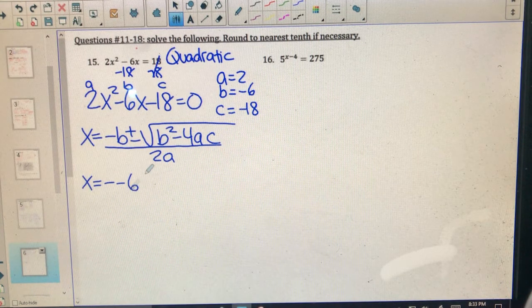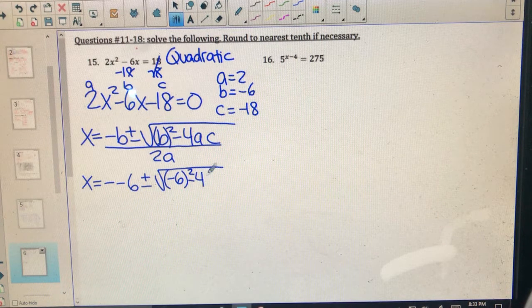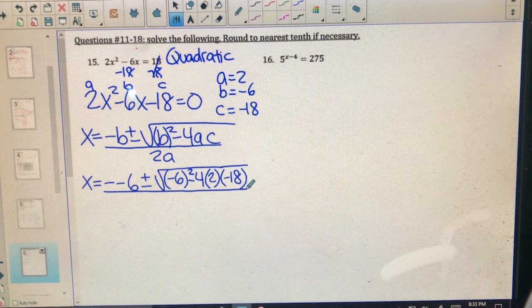Next thing I see in my formula is a plus or minus, so I bring that down, and then I bring down the square root. B is -6, and I put it in parentheses, so it's -6 squared. Then I have a minus 4 times a, which is 2, times c, which is -18, and then it's all over 2 times a, which is 2.